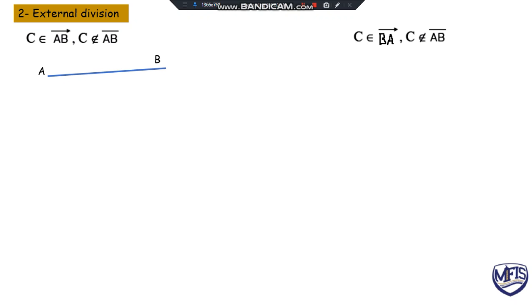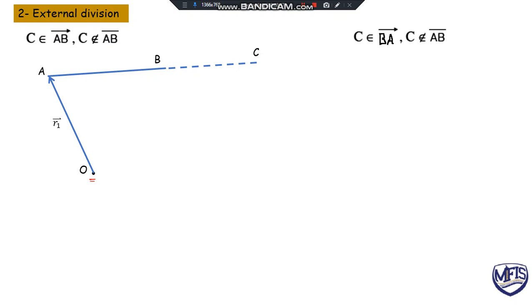So we have also the external division. If C belongs to the AB ray, then C does not belong to the line segment AB. And if I say C belongs to the BA ray, then C does not belong to the line segment AB. So if we have here A and B, and we have the point of division of the line segment externally, and we have also the origin point.